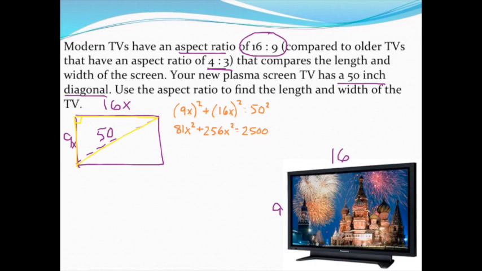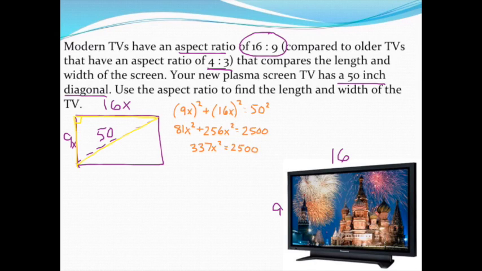Okay. From there, let's combine like terms. On the left-hand side, both of those have x squareds in them, so I can add them up and get 337x squared equal to 2,500. And again, if you ever need to pause the video to check my math or do the math yourself, please go ahead and do that.